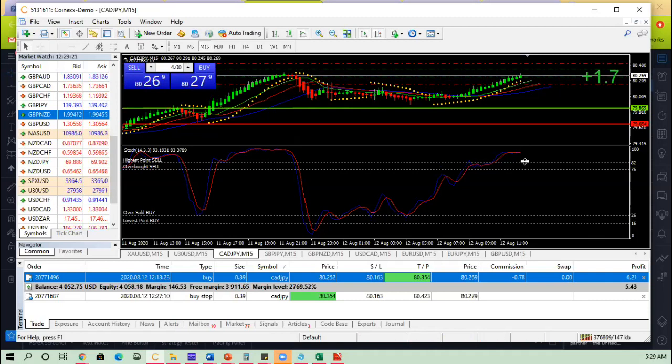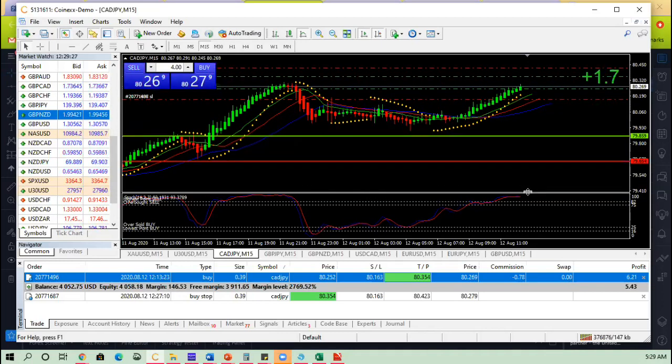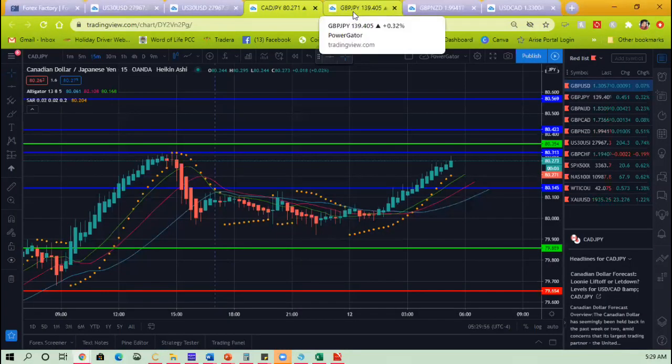Just make sure your account can handle where you set it, your lot size. Make sure your lot size is comparable for risk management so that you can handle that. All right, so we're going to let it run. We've got our take profit 1, we've got our take profit 2, and let's take a look, see what else is out there. Let's go to GBP JPY.